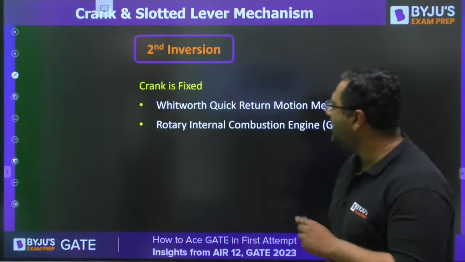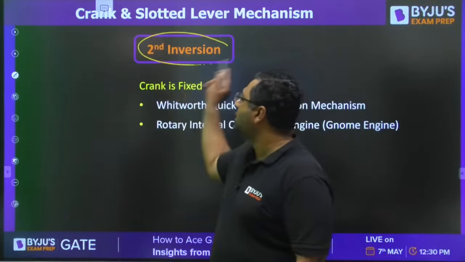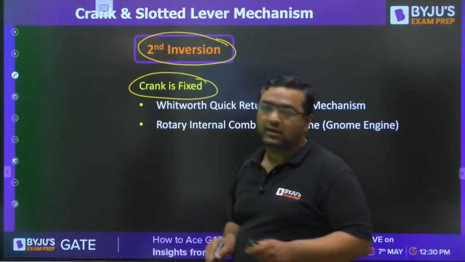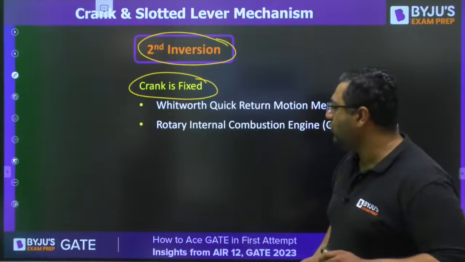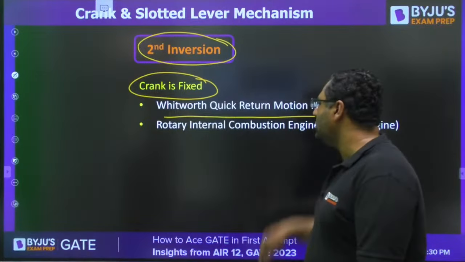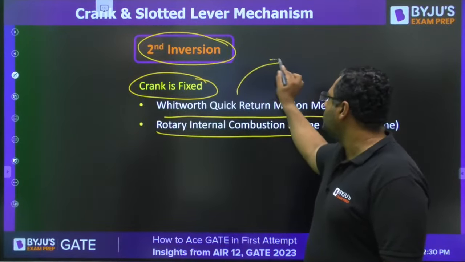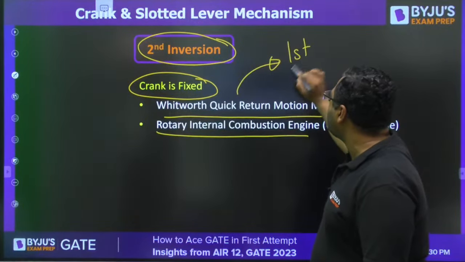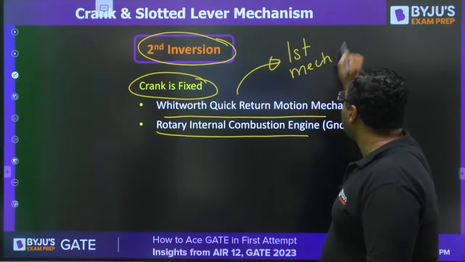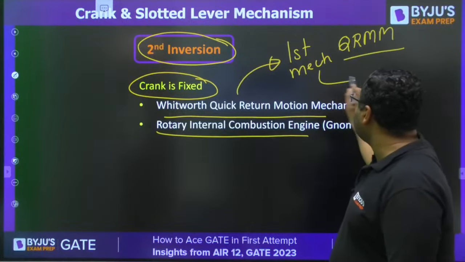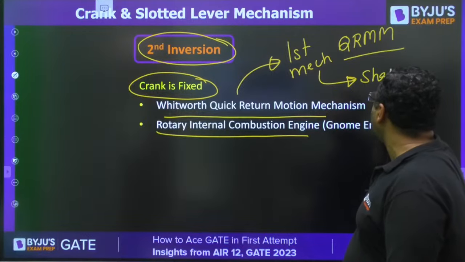So guys, next we are talking about the second inversion. The second inversion we get when the second link, the crank, is fixed. When you fix the crank, you get the Whitworth quick return motion mechanism and the rotary IC engine. The Whitworth quick return motion mechanism was the very first mechanism given the name quick return motion mechanism, and the very first shaper and planer were made on it.